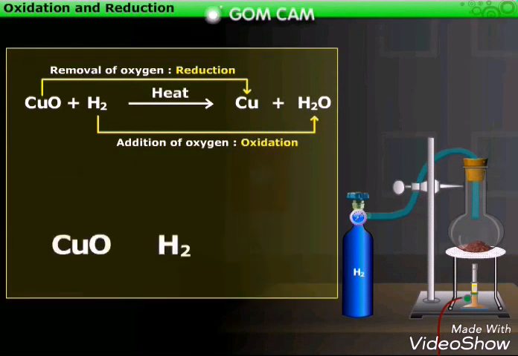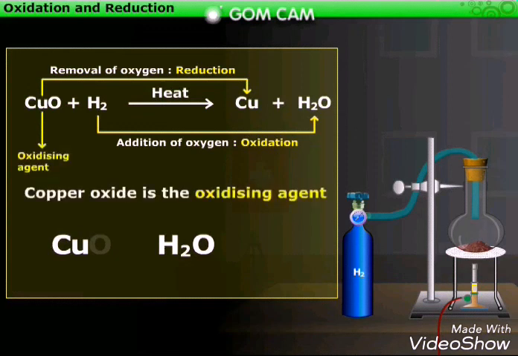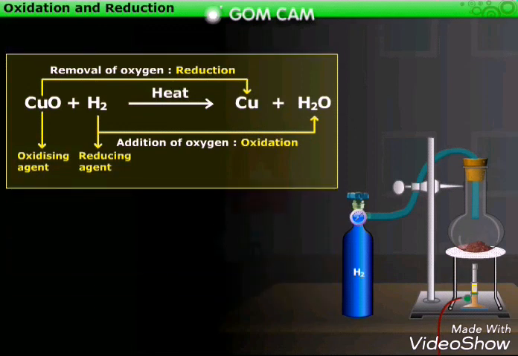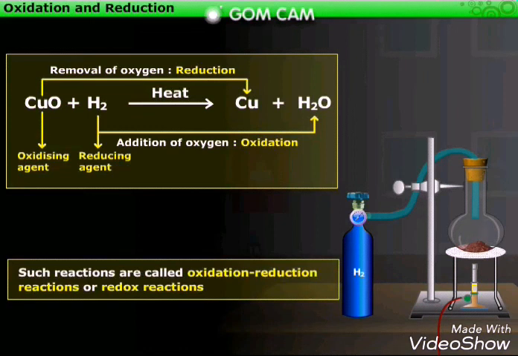In this reaction, copper oxide gives the oxygen required for oxidation of hydrogen. Therefore, copper oxide is the oxidizing agent, and hydrogen is responsible for removing oxygen from copper oxide. Therefore, hydrogen is the reducing agent. Thus in this reaction, one reactant gets oxidized, while the other gets reduced. Such reactions are called oxidation-reduction reactions, or redox reactions.